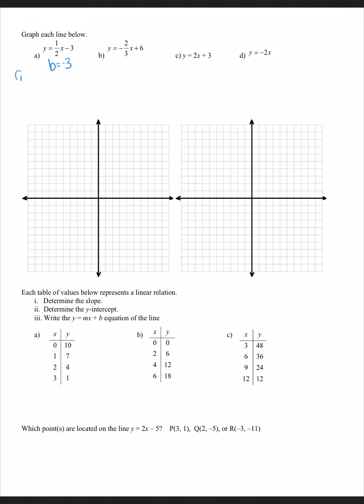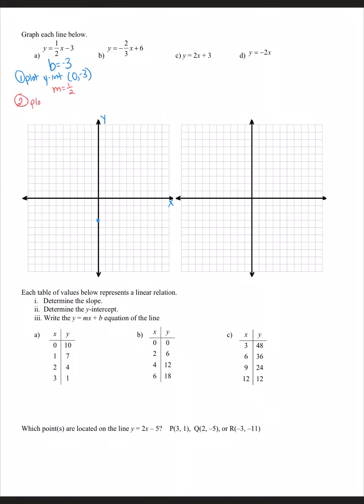So step 1 is we're going to plot our y-intercept. If we were going to rewrite that as an ordered pair, as a coordinate, it would be 0, -3. So I'm going to plot that point. Let's label our y and our x-axis just so we remember which is which. If I plot 0, -3, that's going to be right there. Then we need to identify what's our slope. In this case, our slope is 1/2.